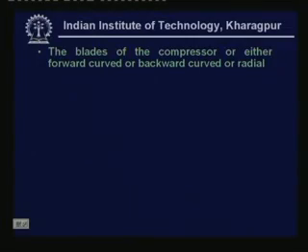The blades of the compressor are either forward curved or backward curved or radial. That means in principle you can have either forward curved blades or radial blades or backward curved blades. In the older machines mainly backward curved blades were used, but nowadays the modern trend is to use radial blades.